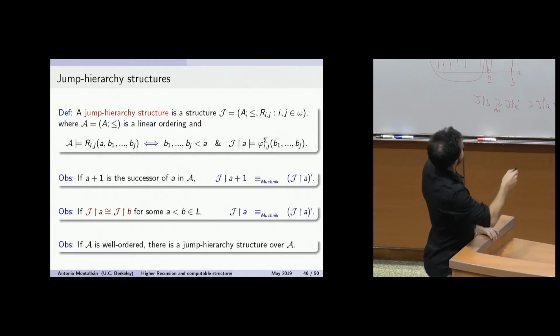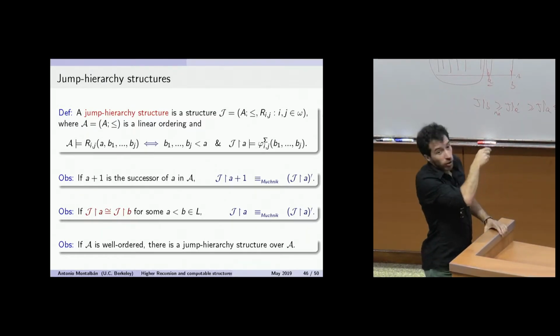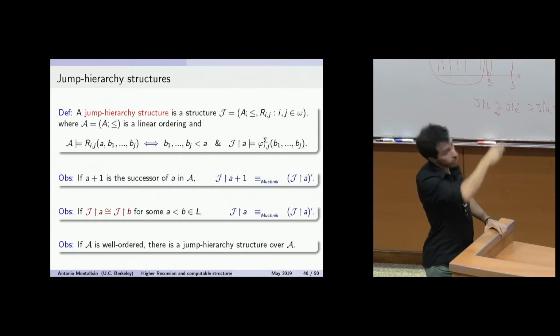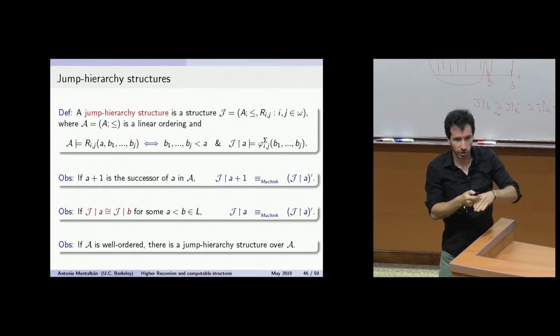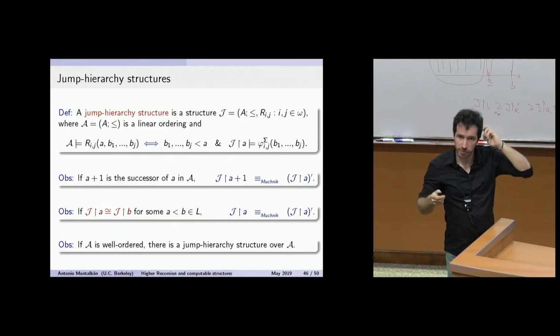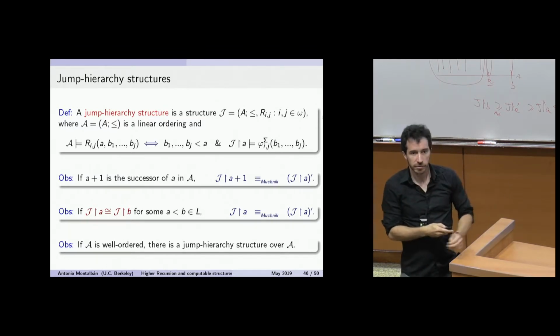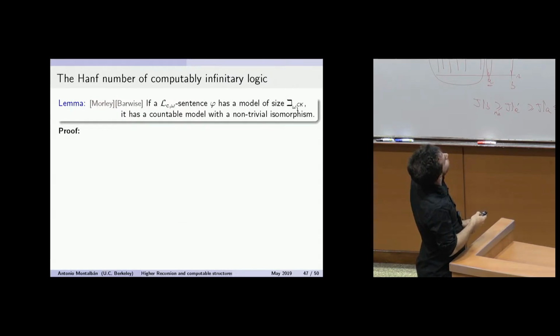Oh, and let me mention, here I don't mean just countable. Even if A is uncountable, you can define this jump hierarchy along A. It's just transfinite recursion. It doesn't matter. All you need to use is that it's an ordinal. So for any well order of any size, there is a jump hierarchy with domain A. Okay, so this is the theorem we need to use.